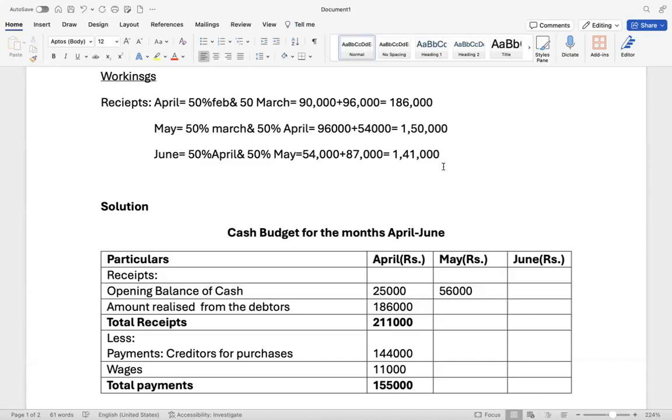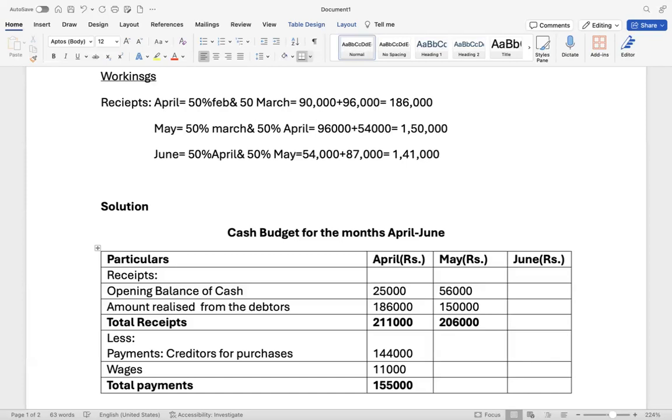April's receipts are 1,86,000. We have written here. Then March receipts are 1,50,000. The total is 2,06,000. Then deduct the payments.